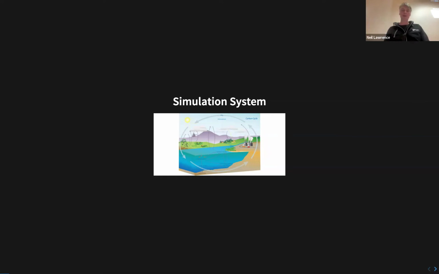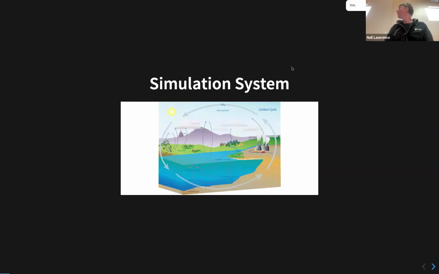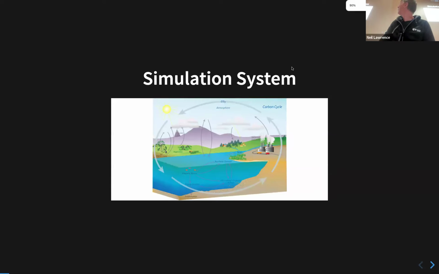So I think I must have zoomed out last time, didn't I? Need to zoom in again. Oh no. Where's that on here? Okay, we'll zoom out. Oh, that was 75%.